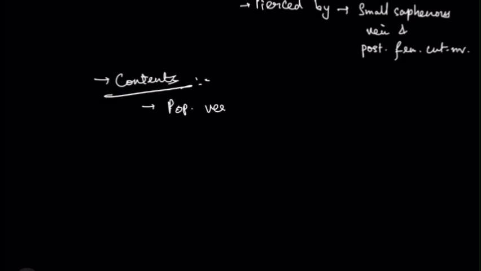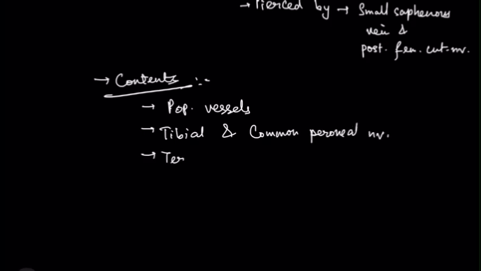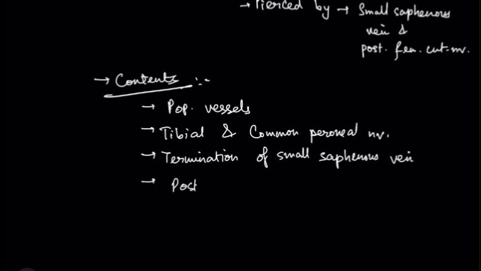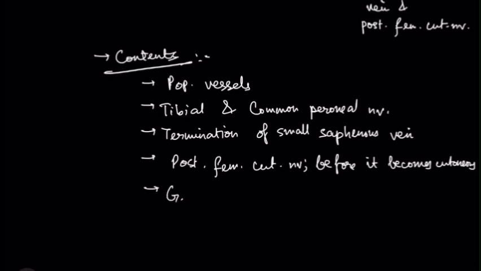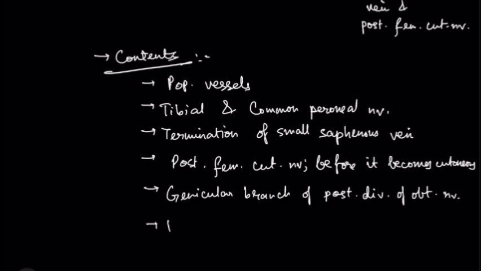Popliteal vessels. So let's just note down the information that we said. Tibial and common peroneal nerve. Termination of small saphenous vein. Posterior femoral cutaneous nerve before it becomes cutaneous. Wonderful. Okay, detail within detail, my lord. Genicular branch of posterior division of obturator nerve. Finally, popliteal lymph nodes, and as usual, pad of fat.